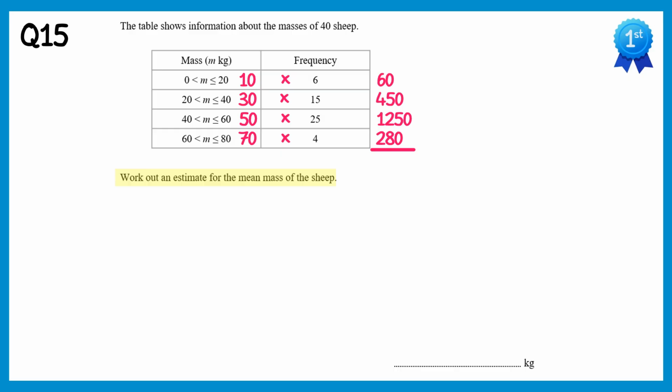So if we add up all of these numbers here, we'll get the total mass of all of the sheep, which is 2040 kilograms. Then all that's left to do is divide this number by how many sheep there are, and we're told that in the question, that's 40 sheep, or you could add up the frequency column and that will also be 40. So 2040 divided by 40, which gives you 51 kilograms.